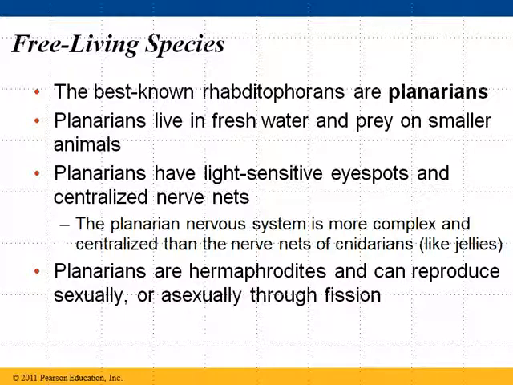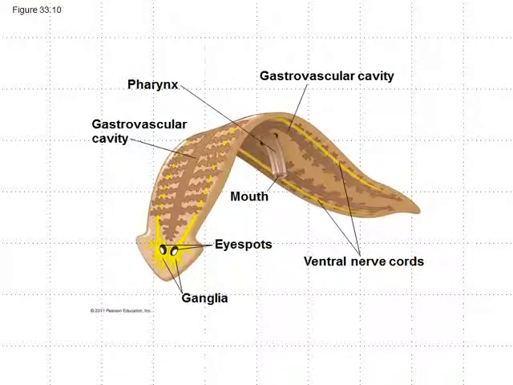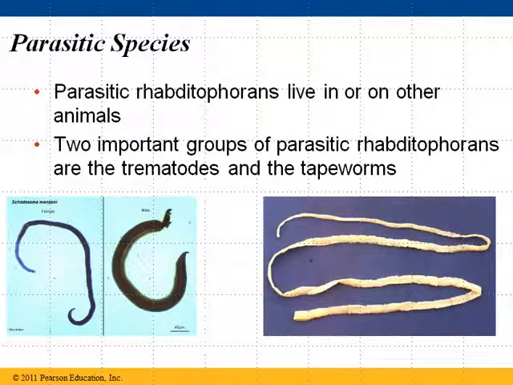They have light-sensitive eye spots and centralized nerve nets, not necessarily a true brain, but a more complex and more centralized nervous system than, say, a cnidarian like a jellyfish has. Planarians are hermaphrodites and can reproduce sexually or asexually through fission. So they can reproduce sexually, but they can also simply divide themselves and continue on like that. So here is an illustration of a planarian, a good example of a commonly studied freshwater creature of a very simple design.